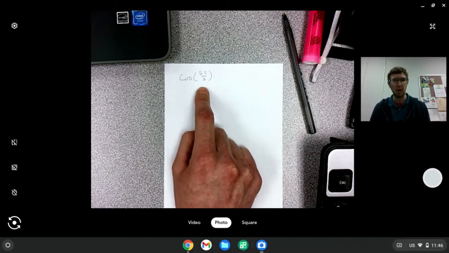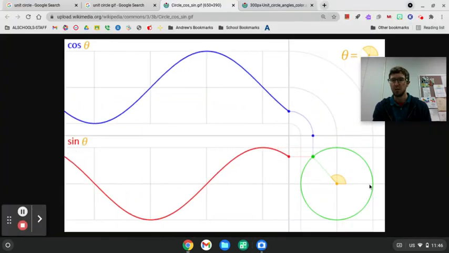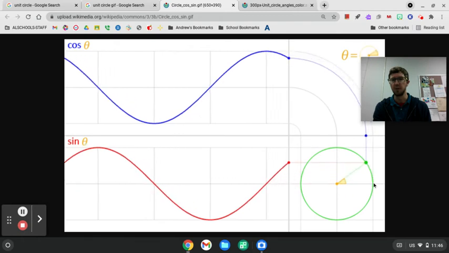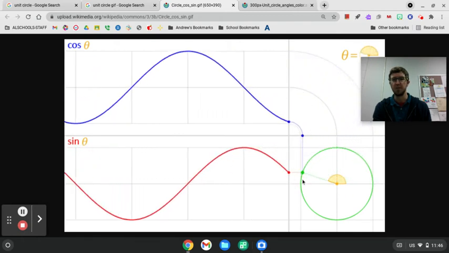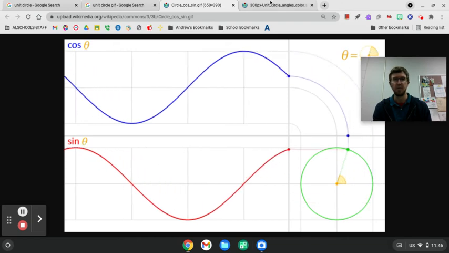That'd be 2 pi. So cosine of 6 pi over 3, cosine of 2 pi, would be 1, because cosine is the x value, and it would be back at the beginning. Cosine of 3 pi over 3 would be -1, and then 6 pi over 3.